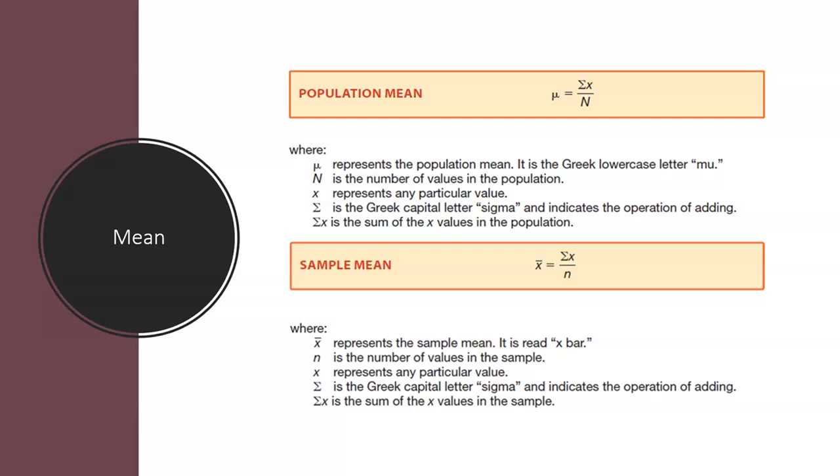When we're looking in terms of the population, we're going to be using the value mu. And when we're talking about a sample, we're looking at the value of x bar. And so once again, the capital N will be describing your population, and lowercase n represents the way we describe just the sample that we're looking at.